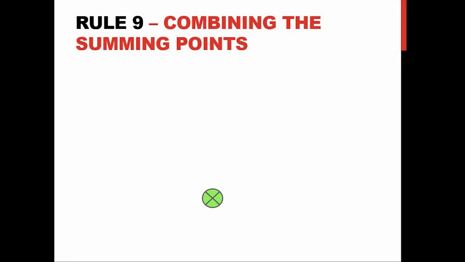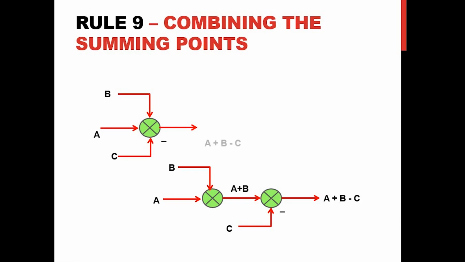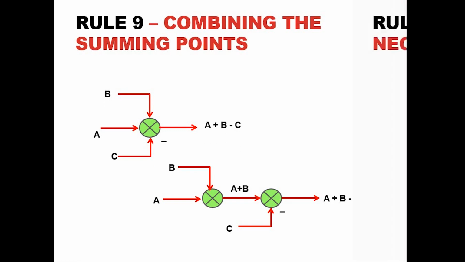Rule number 9, combining the summing points, just opposite of rule number 8. Now we can see here we have 2 summing points, one with A, B. So the output will be A plus B. Another input is C. We have here A plus B minus C. Now instead of these two summing points, we can have a single summing point for 3 inputs A, B and C. So finally my output will be A plus B minus C.